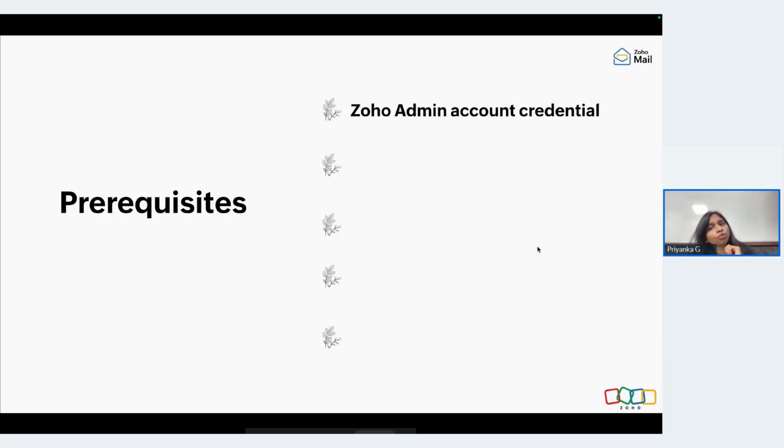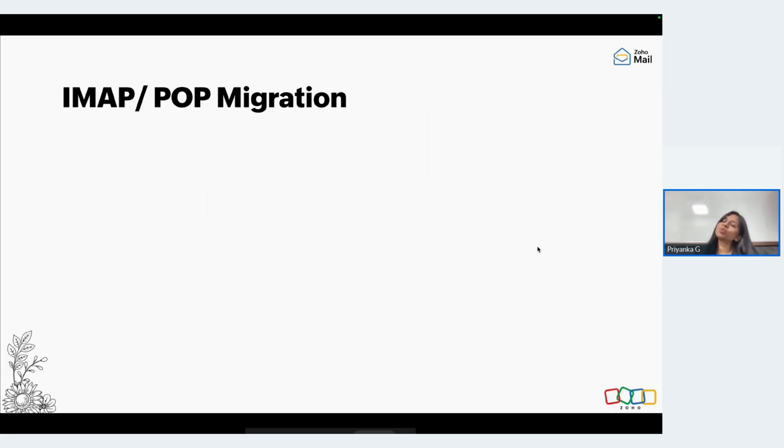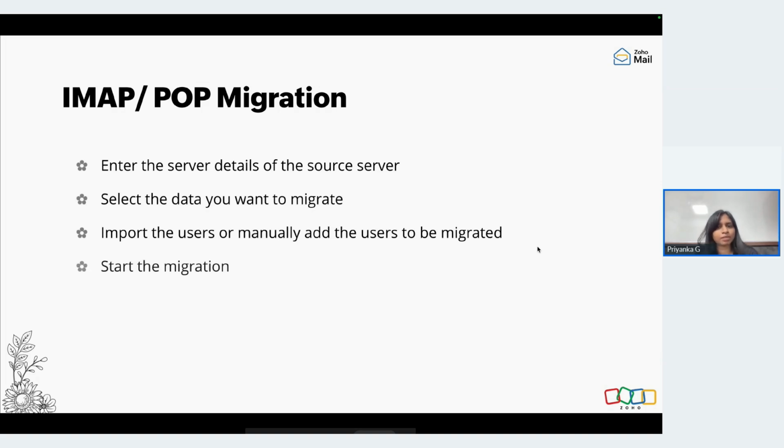You have to have Zoho's admin account credential, the DNS access, a CSV file with the user data, a CSV file with the user credentials, and the folders and emails to migrate. Now, you must have all of these data in order for you to do the second method of migration. And let's see the steps. When we talk about the steps, you have to enter the server details of the source server, select the data you want to migrate, import the user, or you can manually add the user, start the migration, and check for reports. So these are the steps.